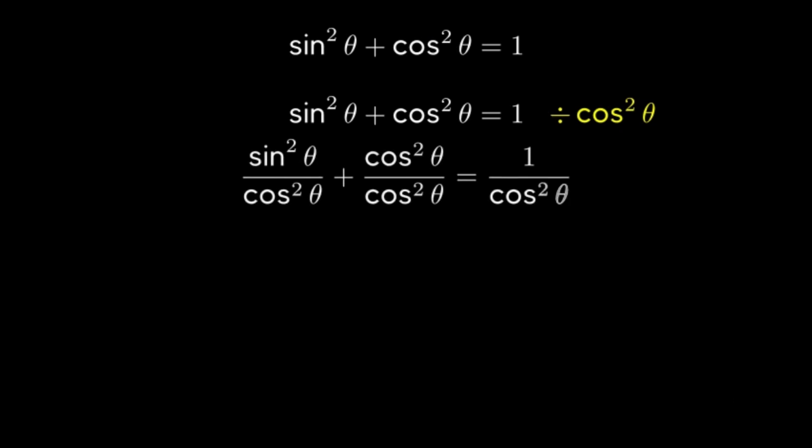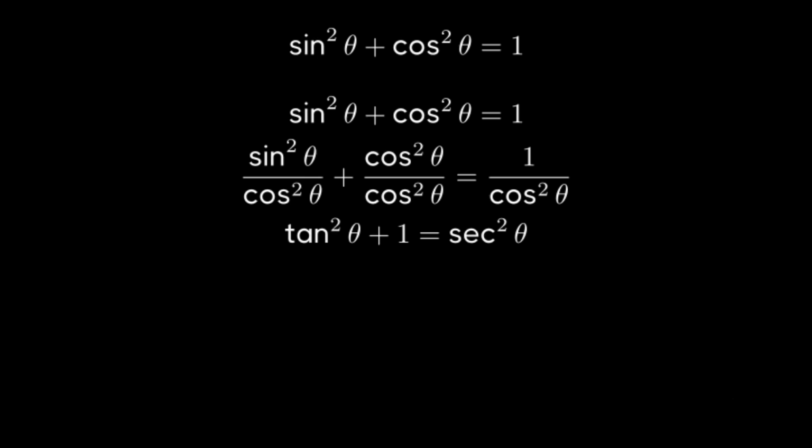By dividing every term by cosine squared theta, we can introduce the tangent function, which is defined as sine theta over cosine theta. Let's simplify each term in our equation. The first term, sine squared theta over cosine squared theta, equals tangent squared theta, because tangent theta is sine theta over cosine theta. The middle term simplifies to 1 since any number divided by itself equals 1. And the right side, 1 over cosine squared theta, equals secant squared theta, since secant theta is defined as 1 over cosine theta.